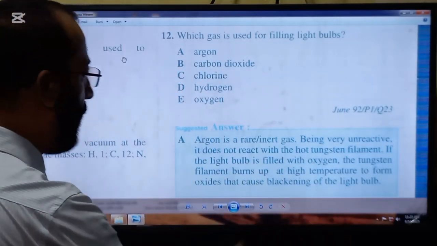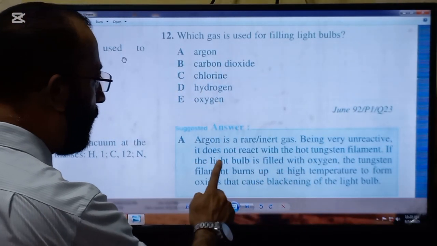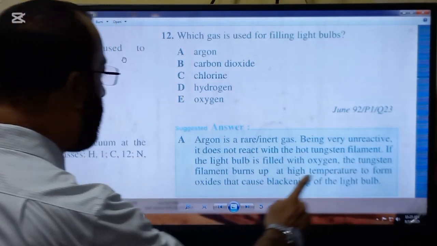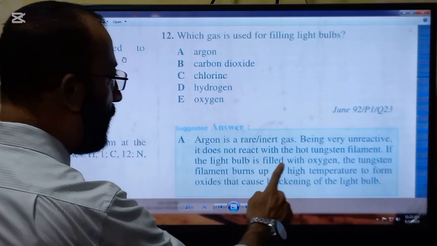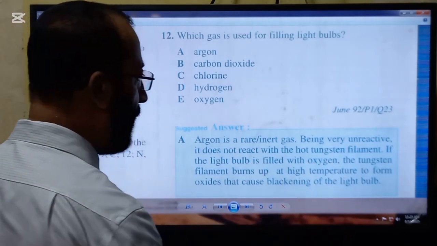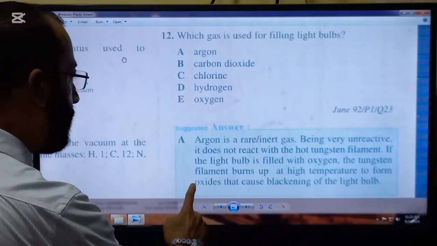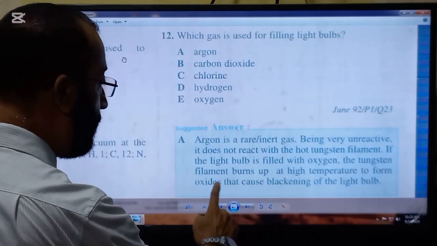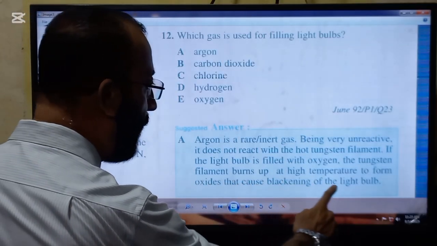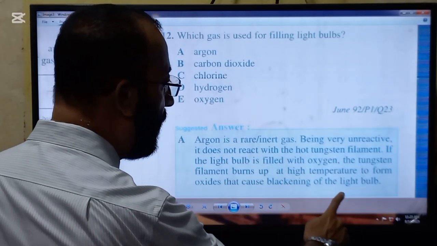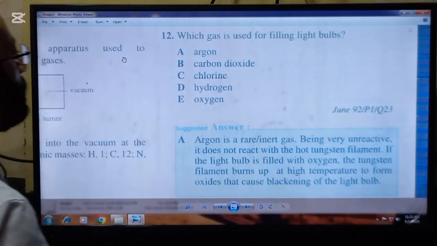And here is the explanation. Argon is a rare inert gas. Being very unreactive, it does not react with the hot tungsten filament. If the light bulb is filled with oxygen, the tungsten filament burns up at high temperature to form the oxide that causes blackening of the light bulb.